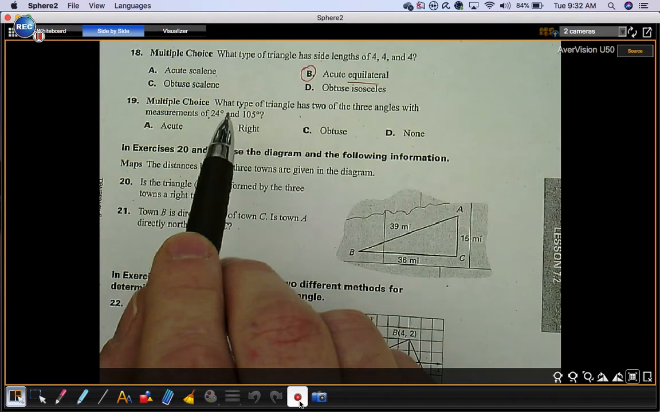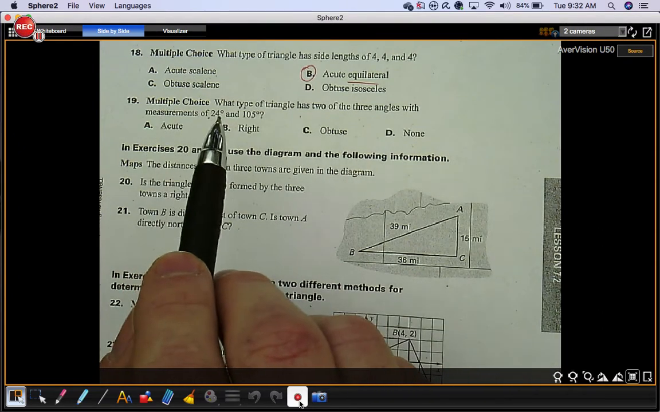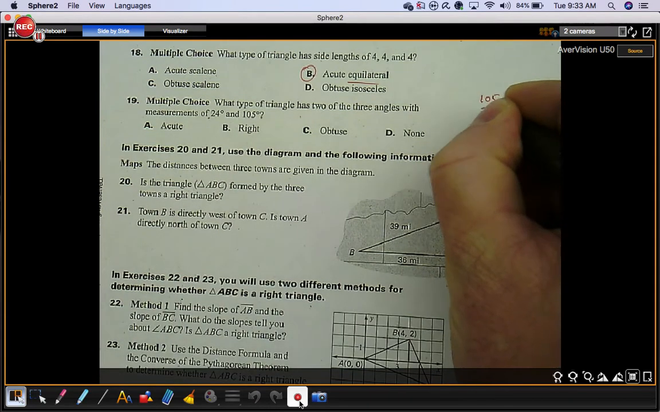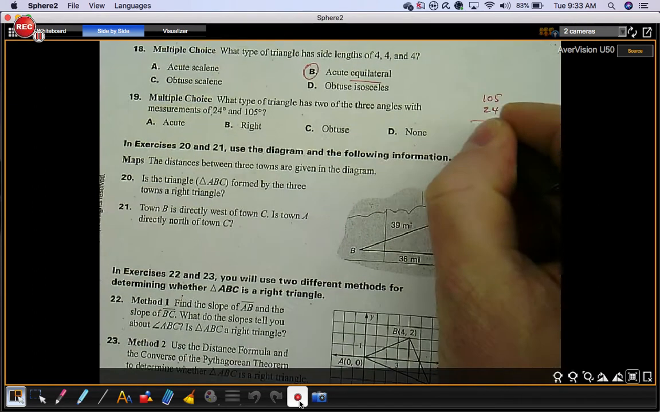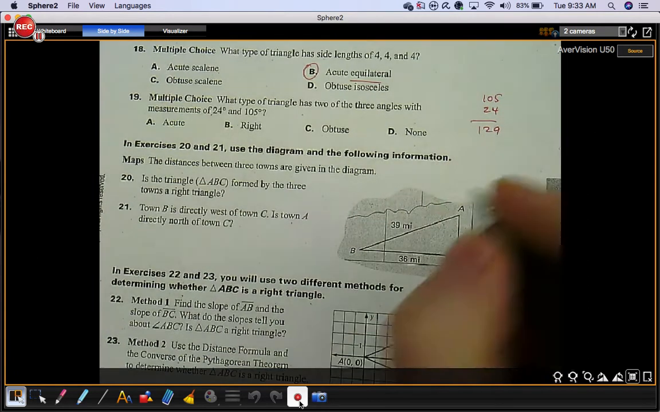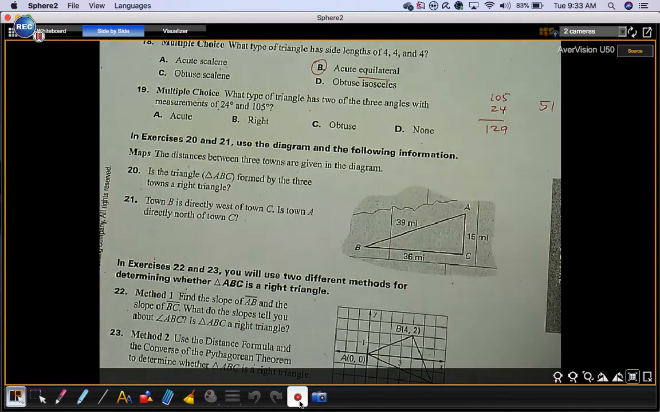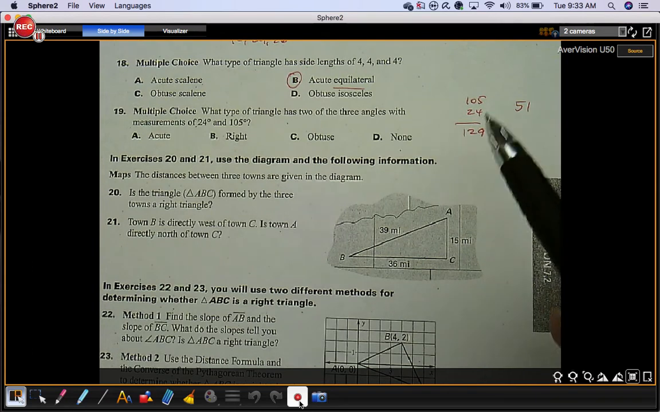Number 19. What type of triangle has two of the three angles with measures 24 degrees and 105 degrees? Well, just because you only know two of the angles doesn't mean you can't find the other angle measure. And to be honest with you, I don't know that you even need to do this. I think we can figure out what the answer is right now. But anyways, these add up to 129, obviously, which means you have 51 degrees left for the other angle. So what kind of triangle has angles 24, 51, and 105?